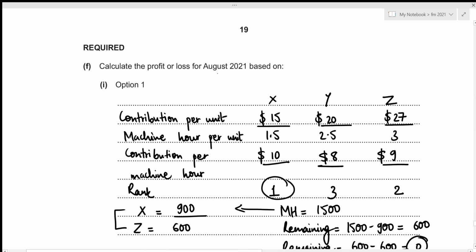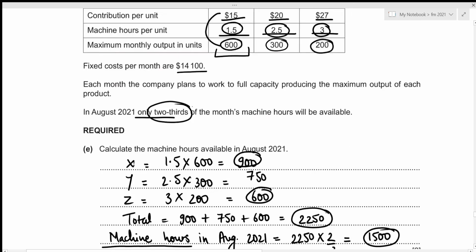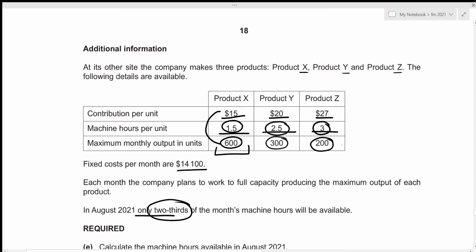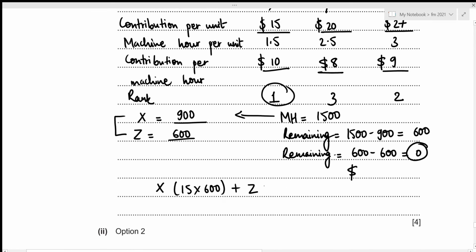Let's write it down. And we also need to add the contribution for product Z. We are producing product Z at full capacity by utilizing all 600 machine hours that it requires in order to produce the total number of units of 200, right? So the contribution for product Z is going to be 27 times 200. Let's write it down. So that's 27 times 200. And this gives the total contribution under option 1 to be 15 times 600 plus 27 times 200, which results in the total contribution to be 14,400.